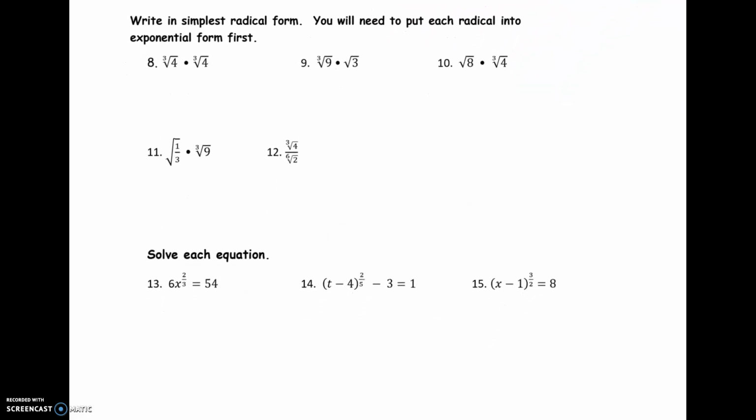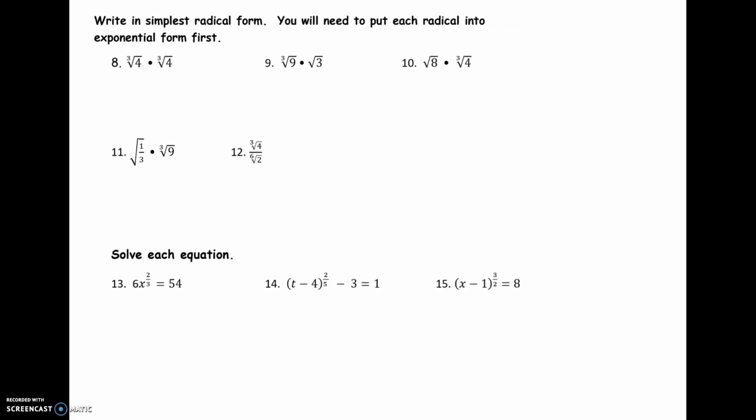Write in simplest radical form. You will need to put each radical into exponential form first. Okay, so number 8 should be pretty easy. You have the same base or same radicand, and you have the same root, so you can just multiply those together and keep it root 3. But let's go on to number 9.